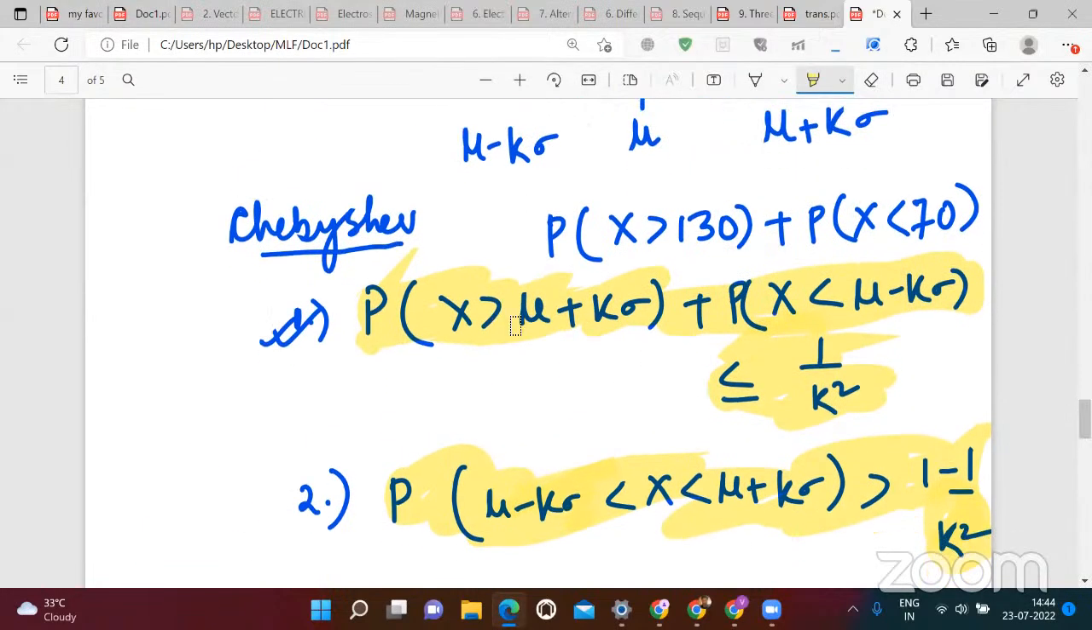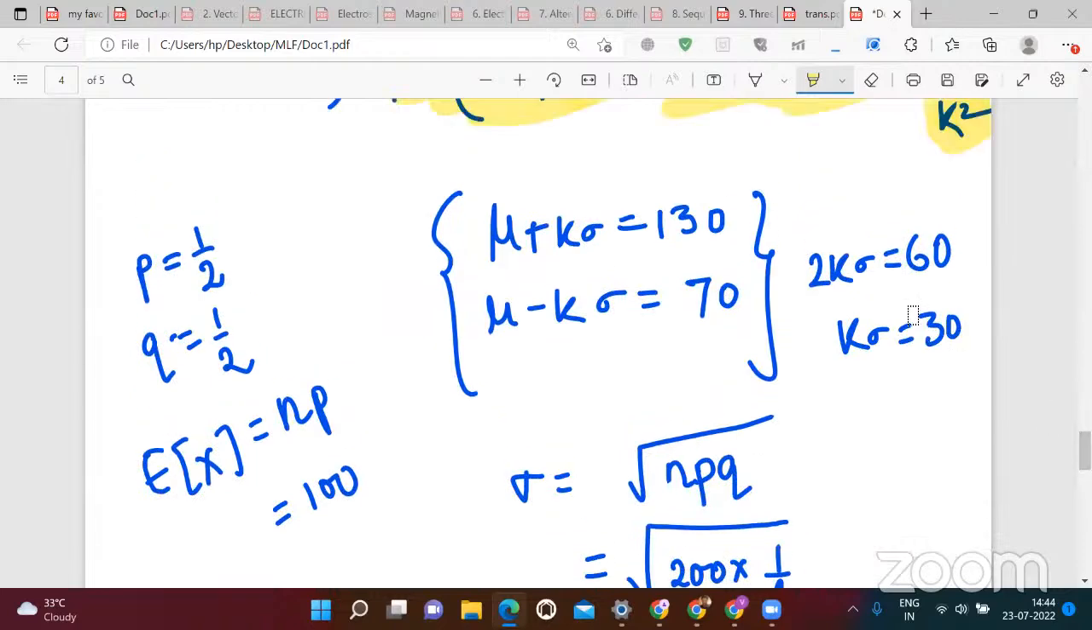So you can see the probability x that it's greater than 130. We have compared the value, and if we have compared the value, we got mu plus k sigma as 130 and mu minus k sigma as 70. If you just subtract, you will be having k sigma equal to 30. You just need k here, and to calculate k you need the sigma. Sigma can be calculated as it has been mentioned by one of our friends.